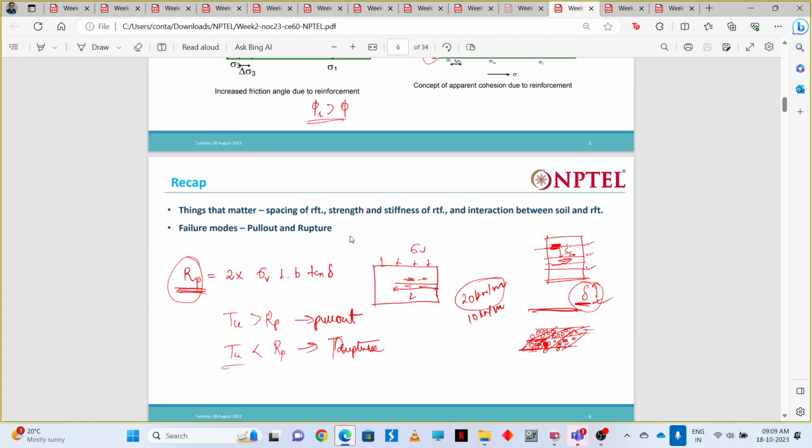Then what are the things that matter? Spacing of reinforcement. We already designed the spacing, we solved some problems where we designed the spacing. The spacing depends upon the strength of the reinforcement, the stiffness of the reinforcement, and also the interaction between the soil and the reinforcement. These are frictional properties between the reinforcement and the soil.